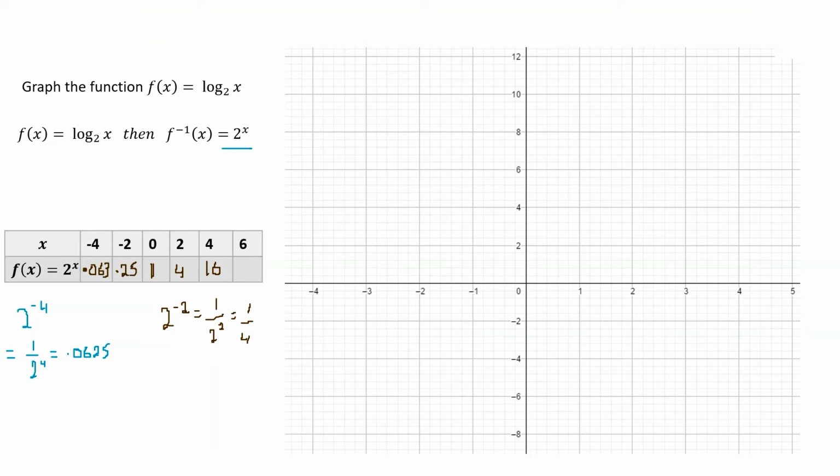And my last one then is going to be 2 to the power of 6. 2 to the power of 6 should give me 64. Now notice on my screen here, I'm probably not going to be able to fit that last one in, but we have it done out anyway. Okay, let's plot these values now.